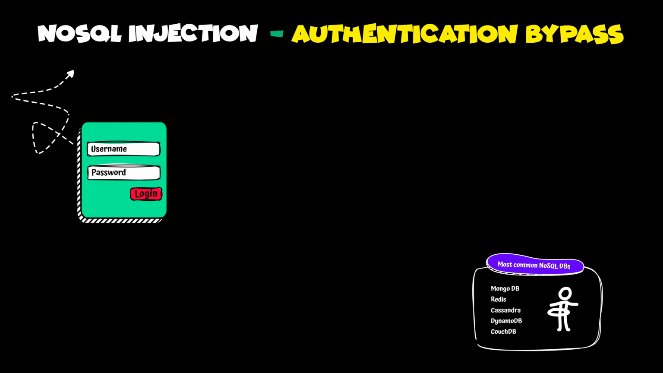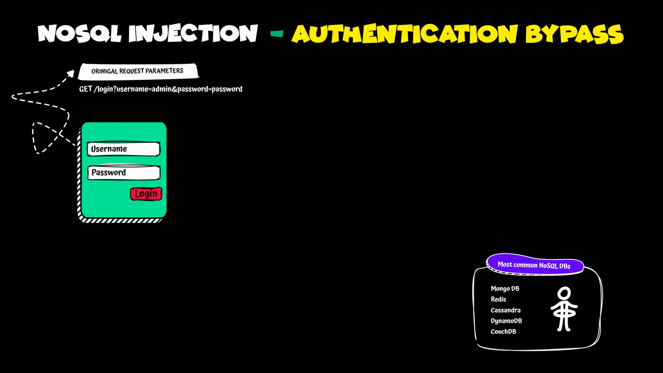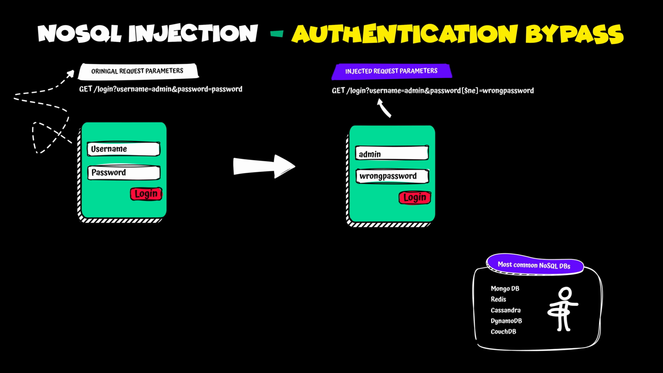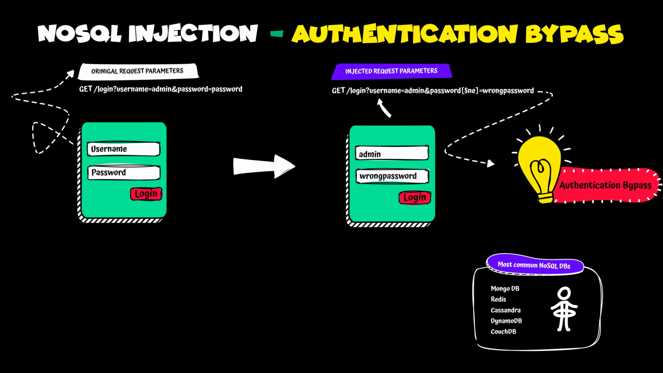Okay, back to NoSQL injection. A classic attack involves injecting into both the username and password fields using the $ne, not equal operator. Instead of submitting a normal form, you manipulate the request so the server receives something like username=admin&password[$ne]=wrongpassword. What this does is ask the database, give me the user where username is admin and the password is not equal to this wrong value, which will match any existing user, effectively bypassing the password check entirely.